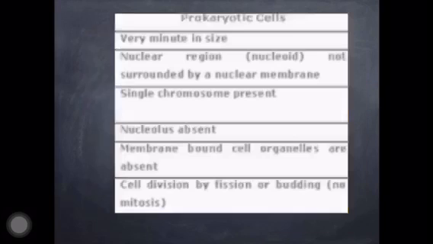Fission is where the cell splits into two cells, it is called binary fission, and into more than two cells it will be multiple fission. And where a simple outgrowth comes and grows into a new body, that is called budding. So these are the features of the prokaryotic cell.